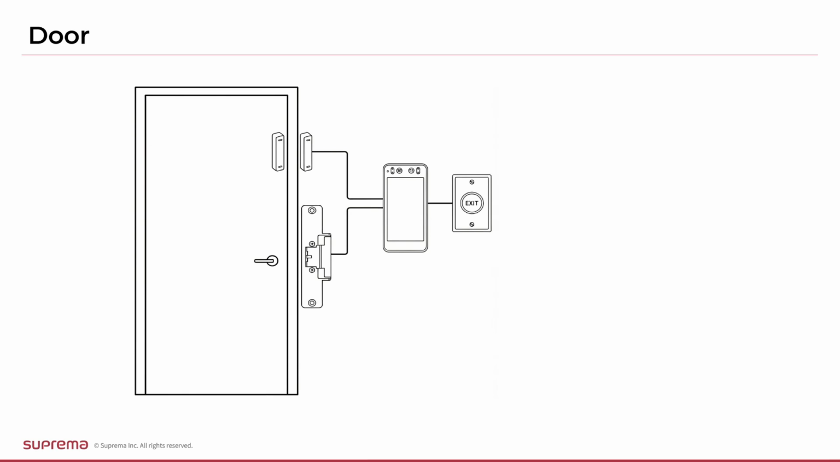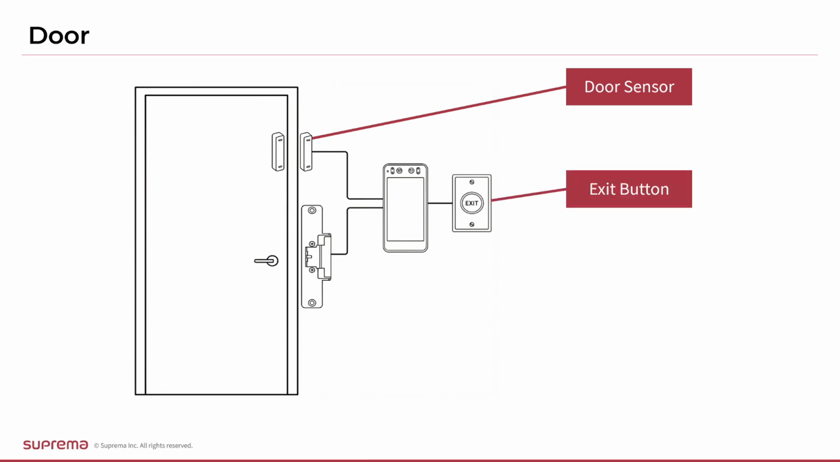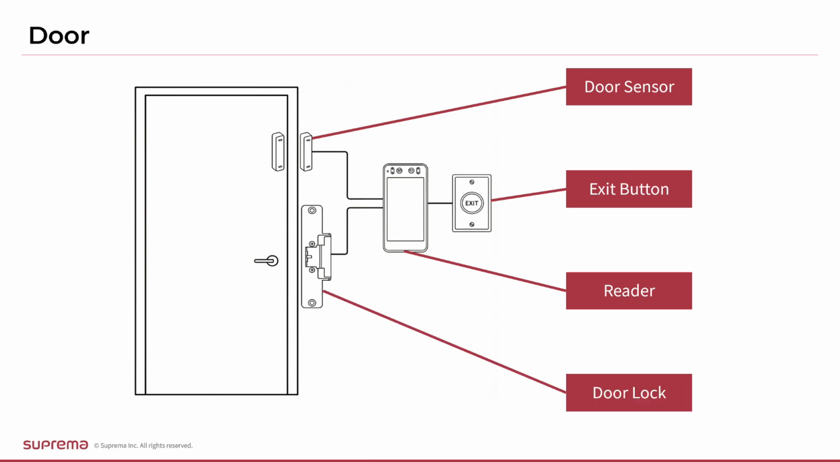Here's what makes up a door in the access control system. As you can see, a door consists of several components. The door sensor, which detects whether the door is open or closed, the exit button, which allows users to open the door from the inside, the reader, which is the device that authenticates the user, and the door lock, which physically locks and unlocks the door.